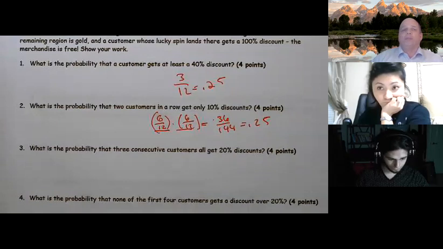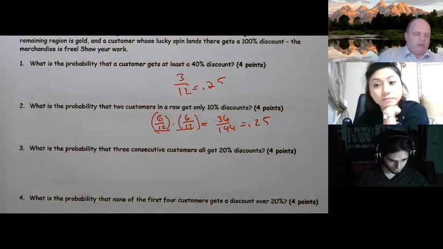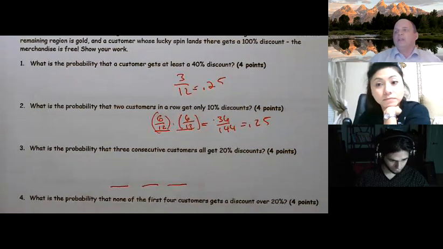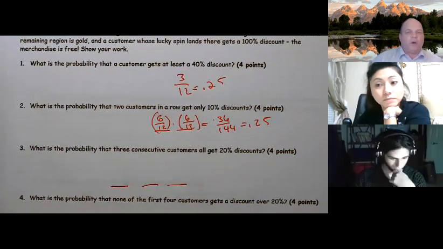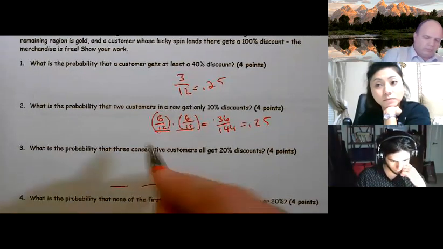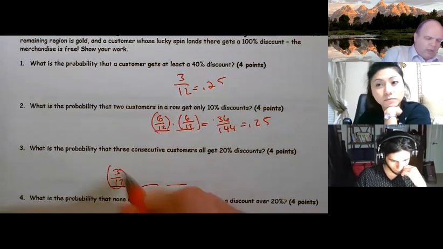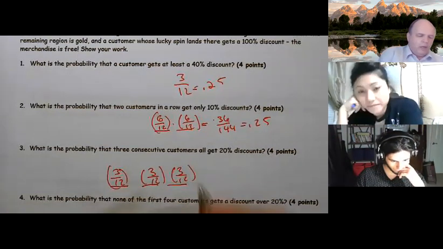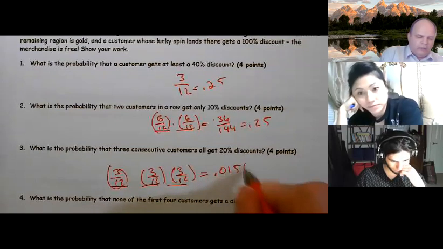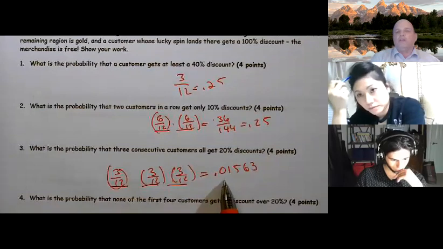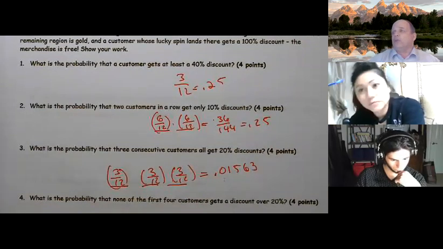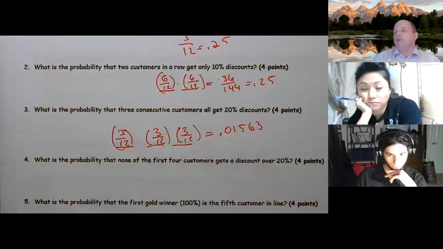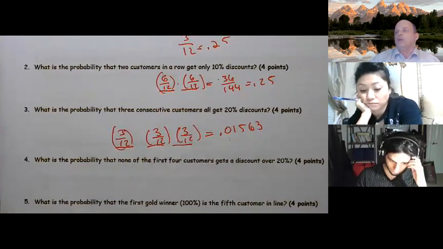The next one, what is the probability that 3 consecutive customers all get 20%? Once again, we have 3, so I need 3 blanks. All right, and the probability of a 20% is 3 out of 12. Once again, this would satisfy for the work shown. And I'm going to tell you that on our test, we're going to be looking for work shown, and then we're going to be looking for a decimal answer, and we're going to want it carried out to 4 decimal places.